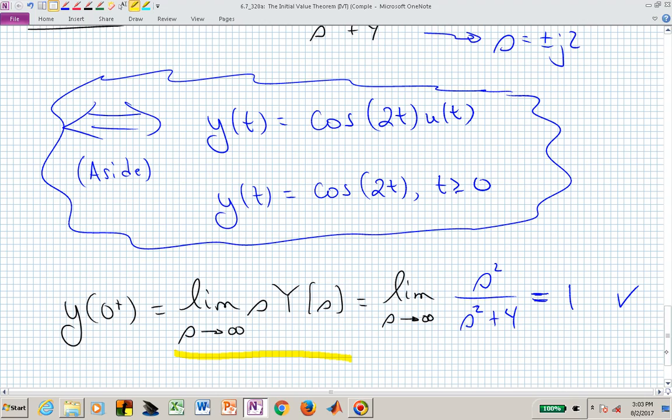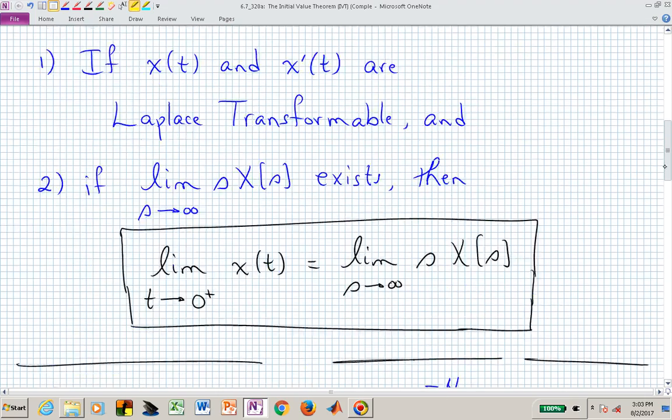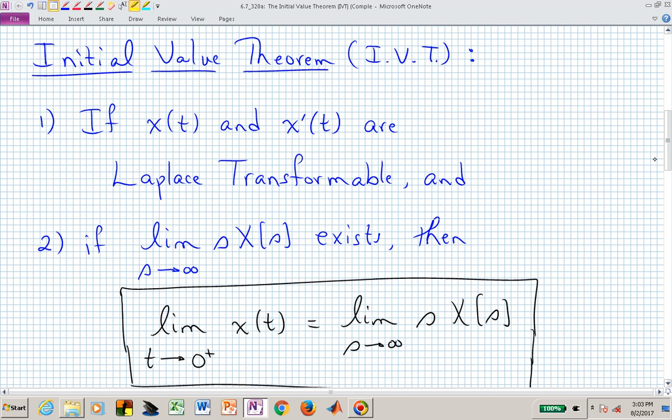And that's now how you can apply the initial value theorem, which just requires that we verify that this limit of s times X of s actually exists. We don't have to worry about where the poles are located in that s X of s expression like we do in the final value theorem.